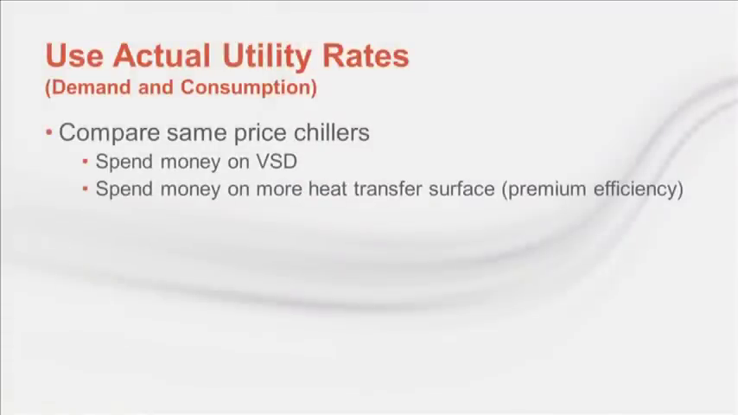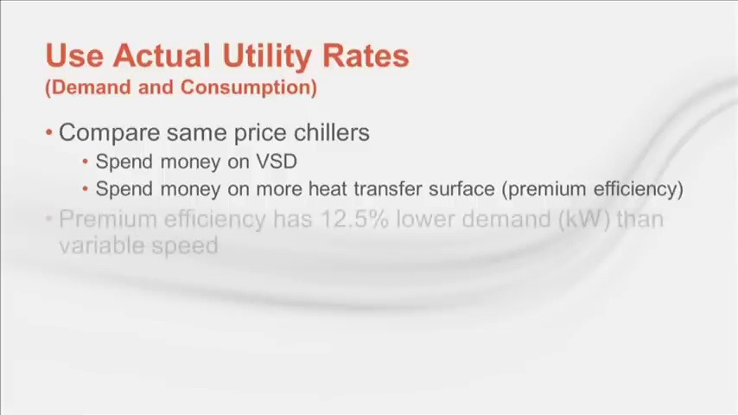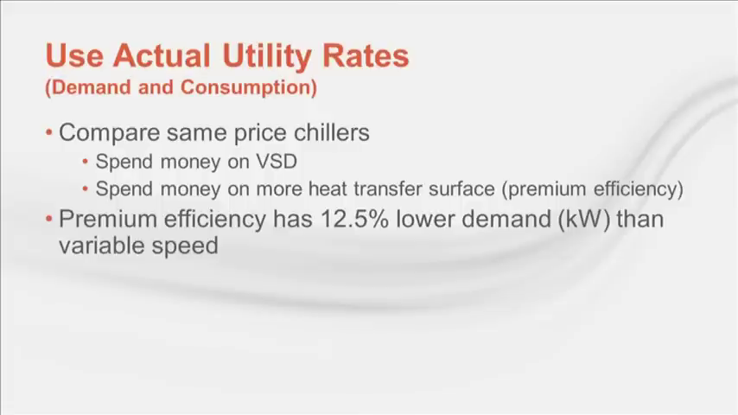The second concept is making sure the economic comparison is done properly. Brian and Mike compared two same price chillers, one with a variable speed drive, the other premium efficiency with more heat exchange surface. This makes sense because building owners are interested in their return on investment, and whichever saves more helps them reduce their costs. Recall that the premium efficiency chiller has 12.5% lower power than the variable speed drive chiller.